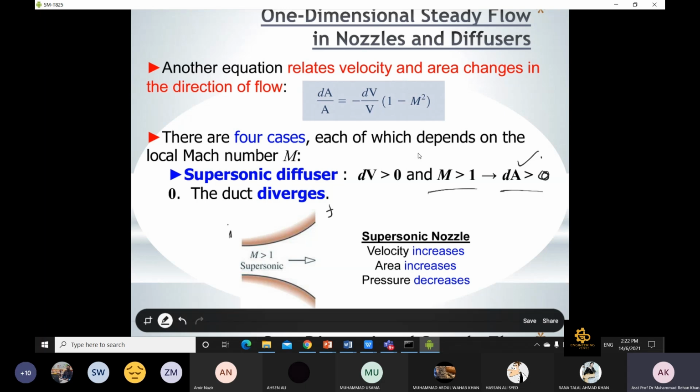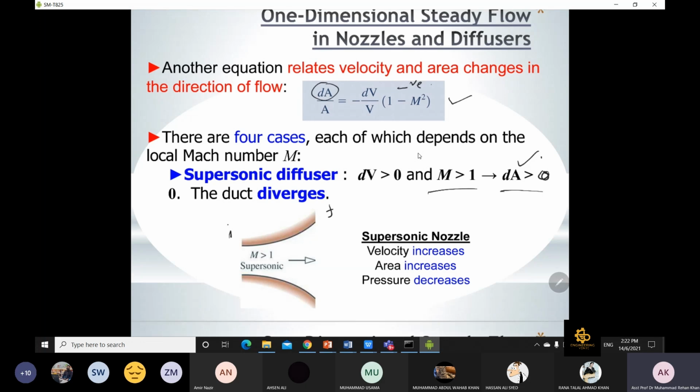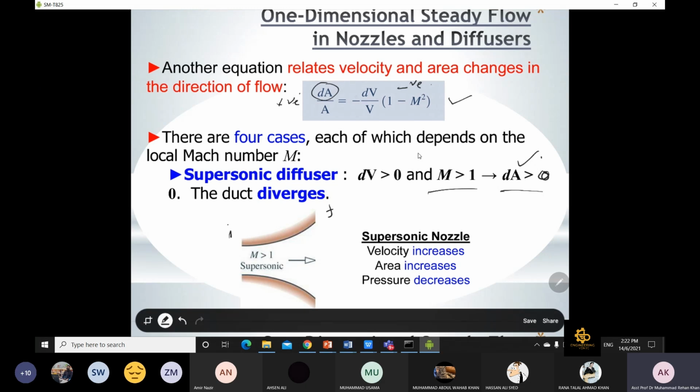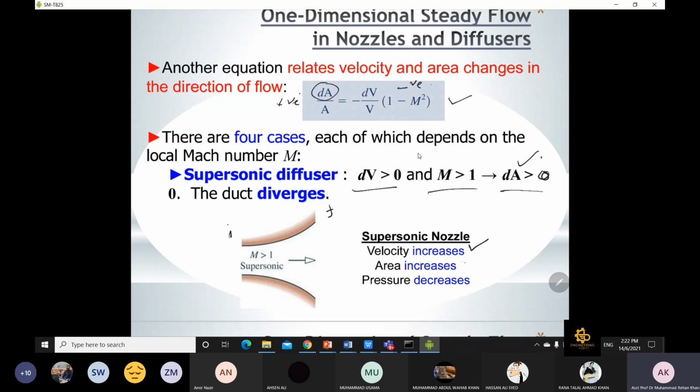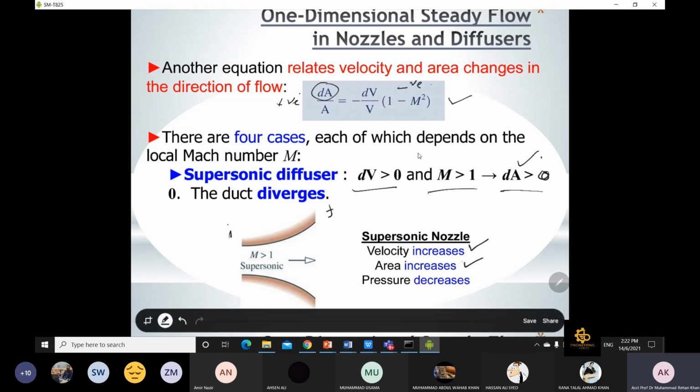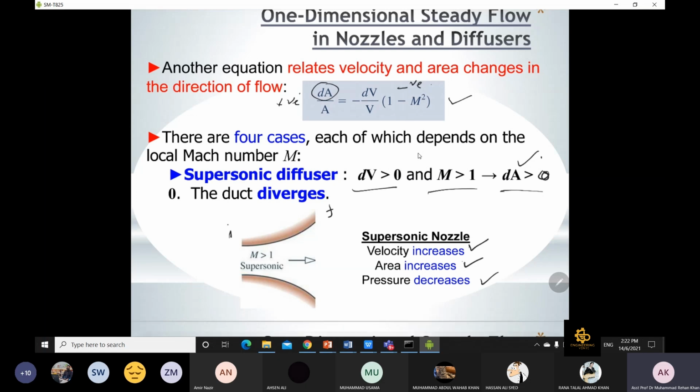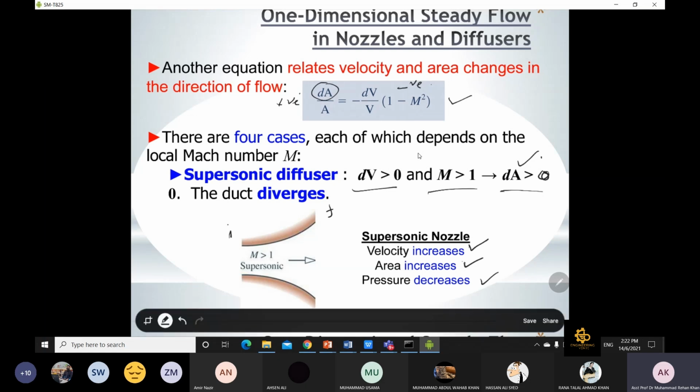So if we just put these values into this equation, we can easily judge that the velocity increases. Because if your Mach number is greater than 1, this term becomes positive, because dA is greater than 0, and then dV also becomes positive. So your velocity increases. In the case of the supersonic diffuser the area also increases, and then pressure decreases. You can again find the pressure decrease from the same equation.